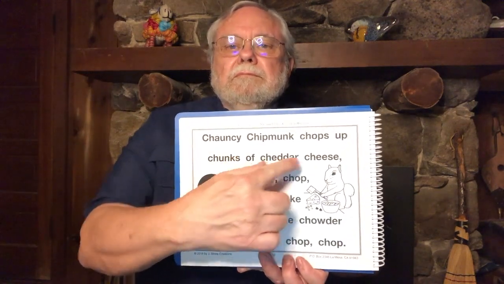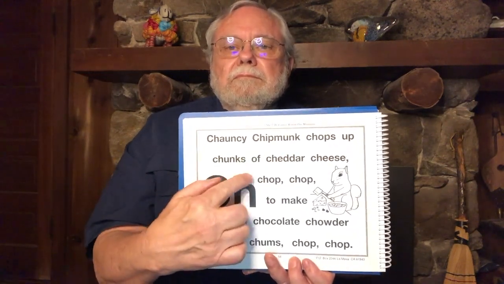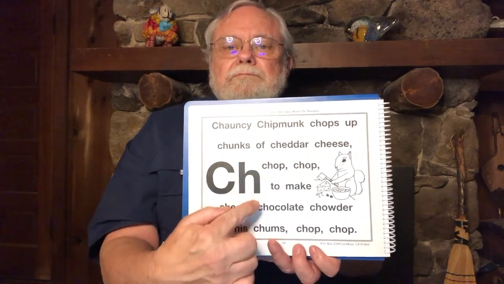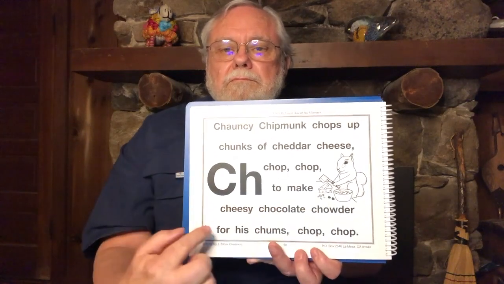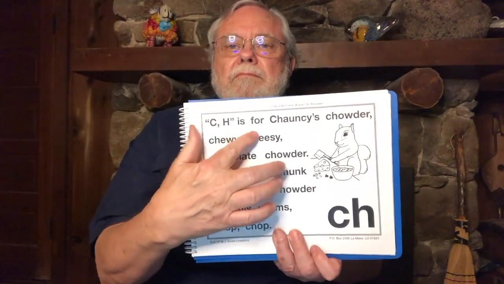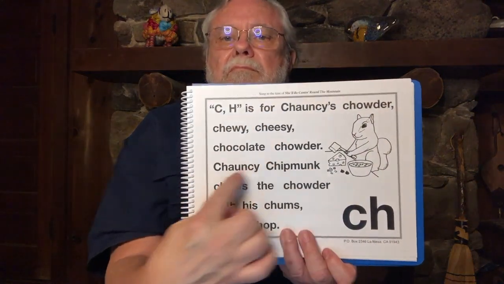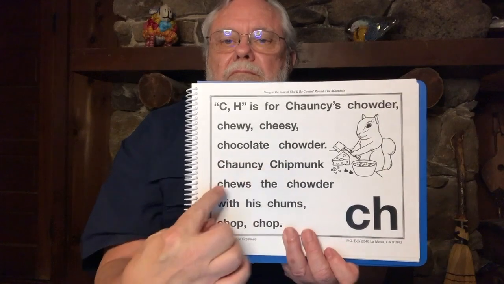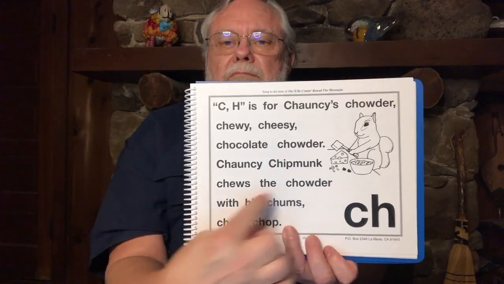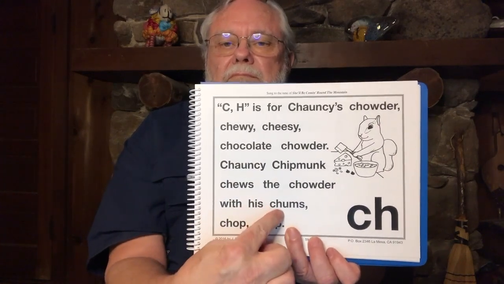Chauncy Chipmunk chops up chunks of cheddar cheese. Chop, chop, to make cheesy chocolate chowder for his chums. Chop, chop, CH is for Chauncey's chowder. Chewy, cheesy chocolate chowder. Chauncy Chipmunk chews the chowder with his chums.